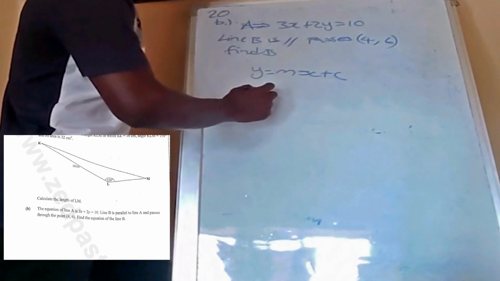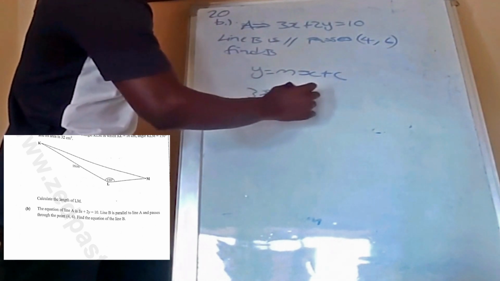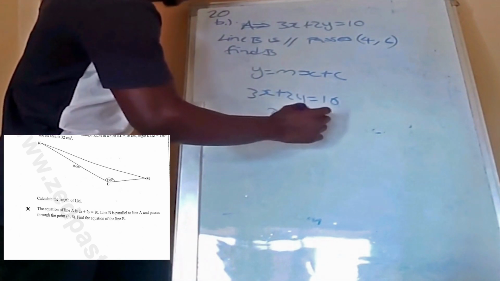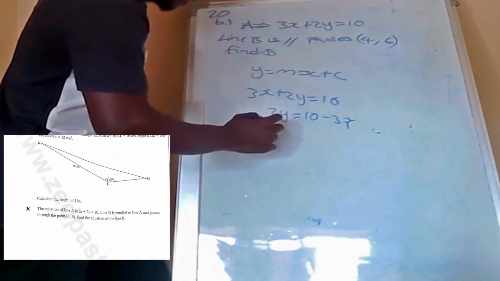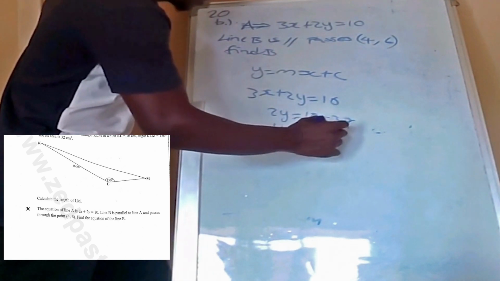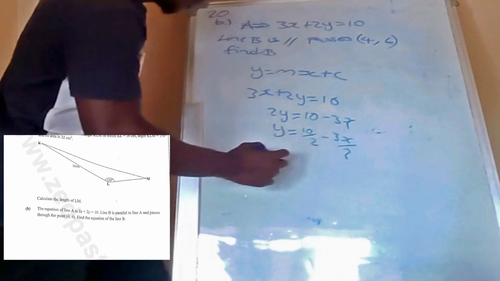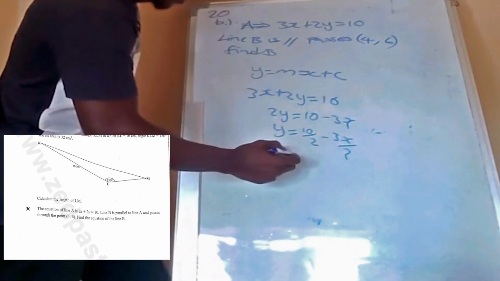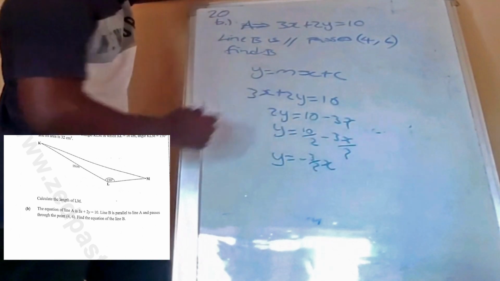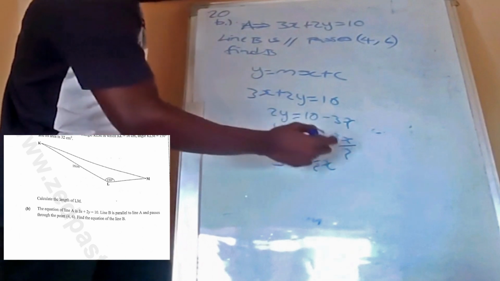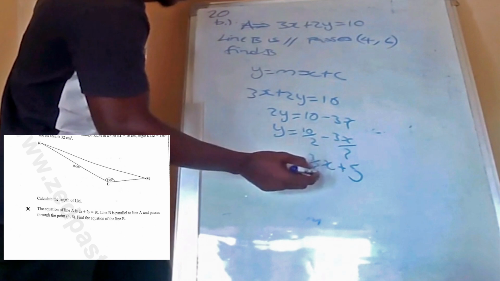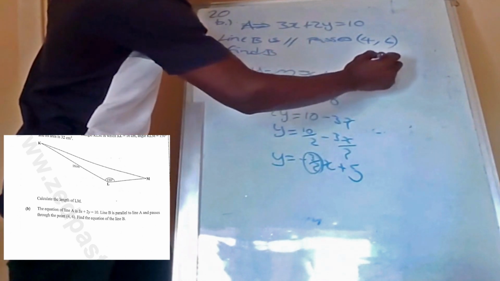So in this case, we've got 3x plus 2y equals 10. So 2y equals 10 minus 3x. Y equals 10 over 2 minus 3x over 2. So y, now write it in that order. We have minus 3 over 2 x, right? Plus 10 divided by 2 is 5. So therefore, the gradient is 3 over 2.